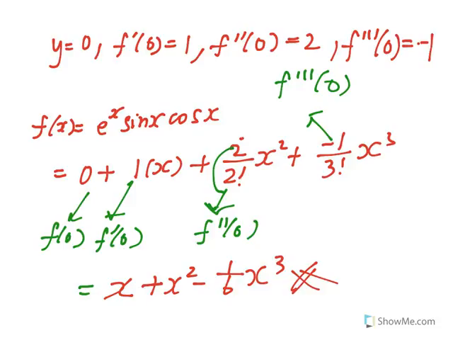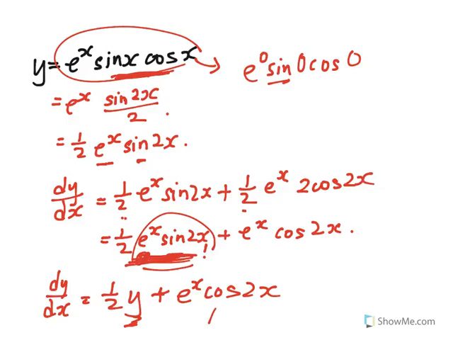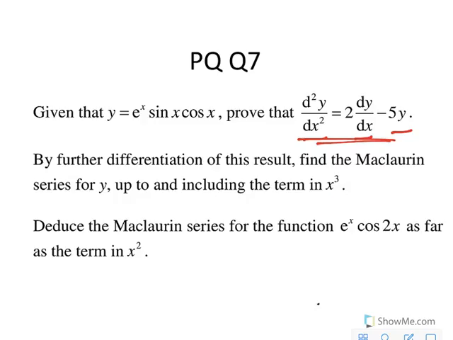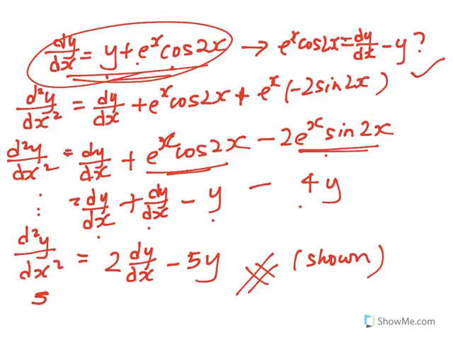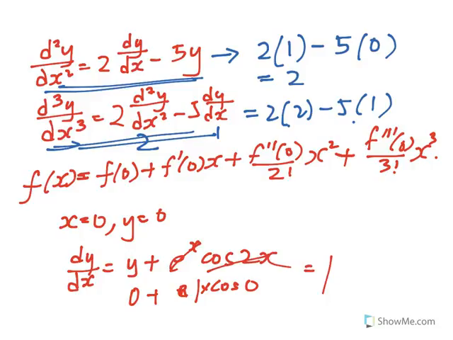Now we come to the last part of the question. We need to deduce the Maclaurin series for the function e to the power x cos 2x as far as the term in x squared. So we're thinking, how do we even get here? Where have we seen it? Remember that in dy/dx, e to the power x cos 2x can be written as dy/dx minus y.